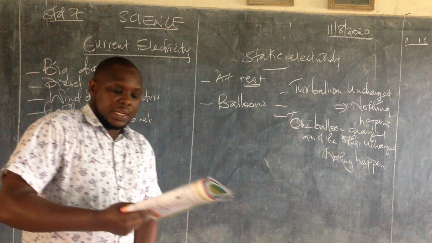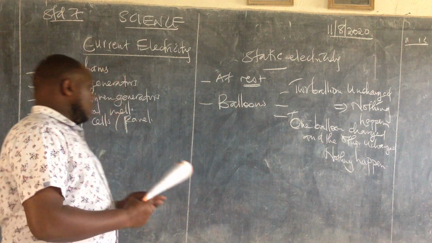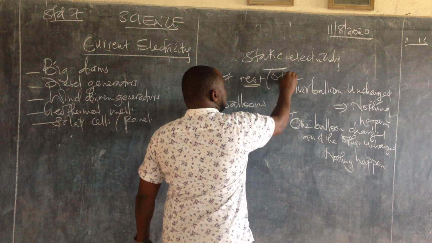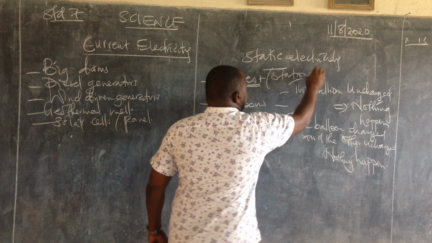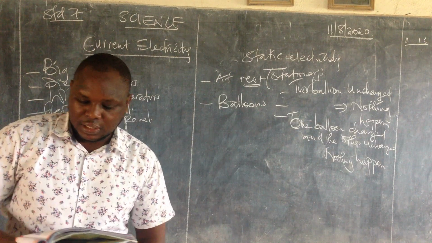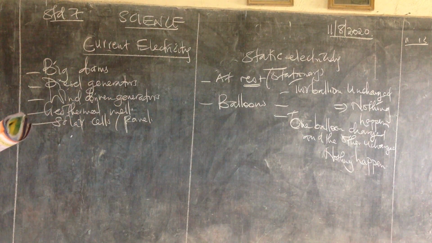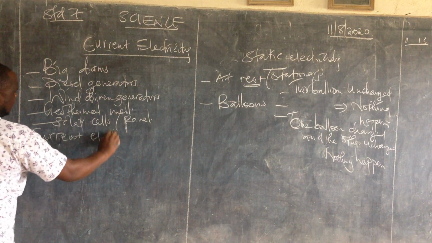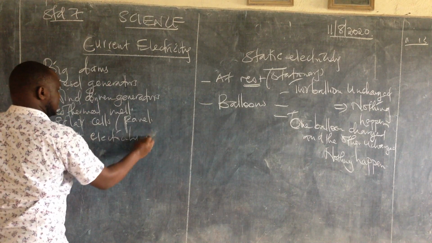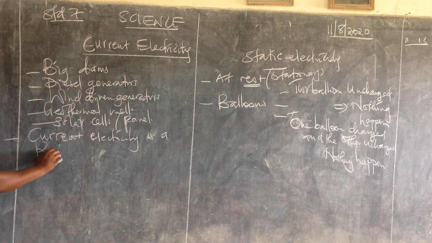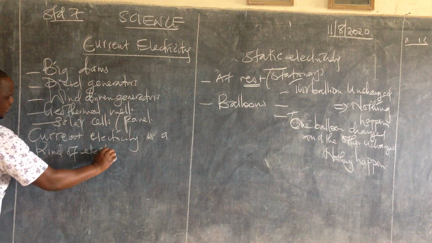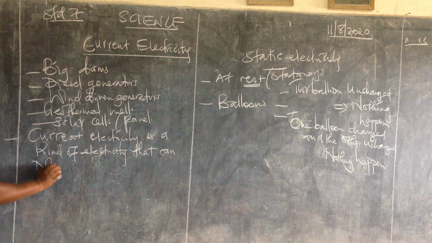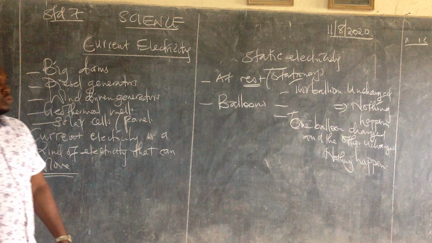So what we call current electricity is just electricity that is not at rest. We say this is at rest, you can also say stationary. But current electricity is electricity that can move, meaning that it can move from one place to another.